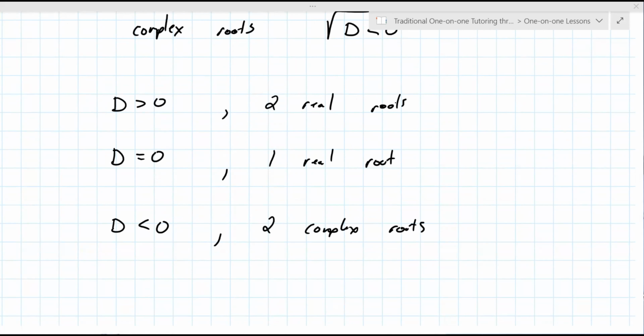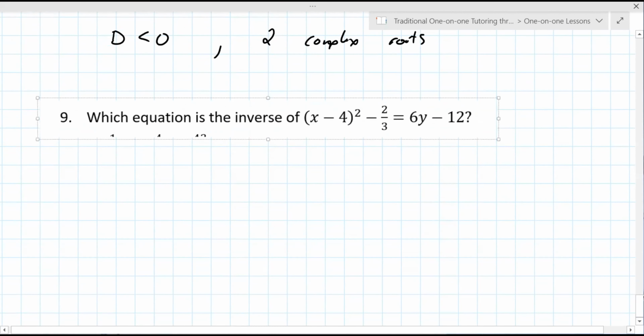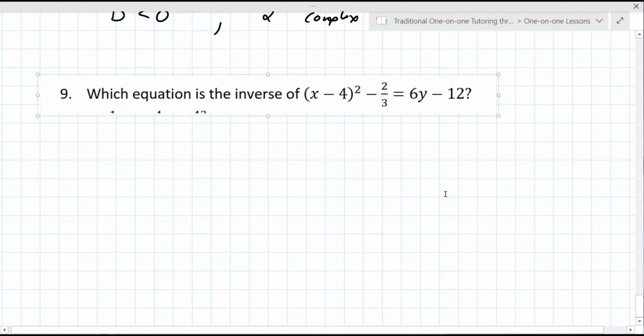Okay. Right. So let's go to number 9. 9 is another inverse. If it were me as a student, I would probably try to do all the inverse ones together, all the quadratic formula ones together on the exam, just to do the same thing. So for inverse, again, you have to switch X and Y.